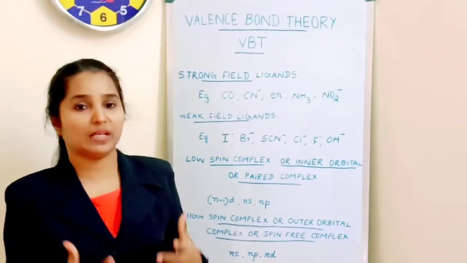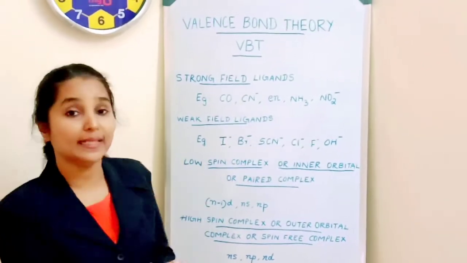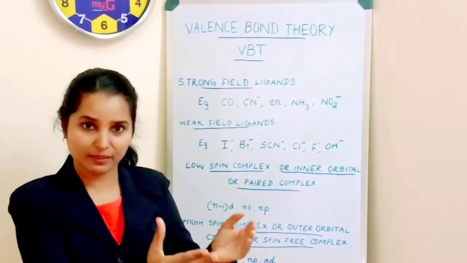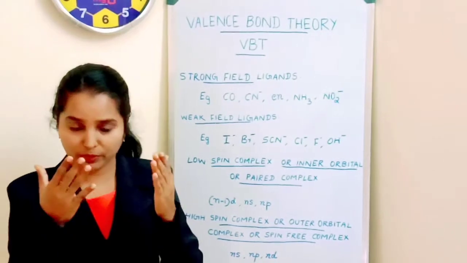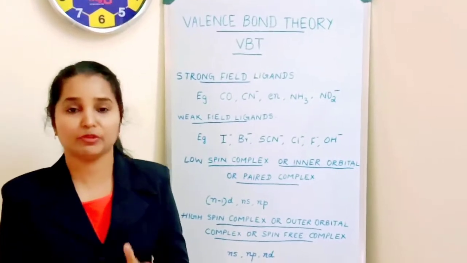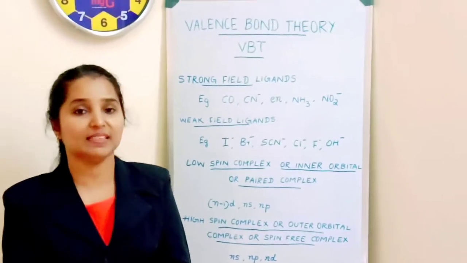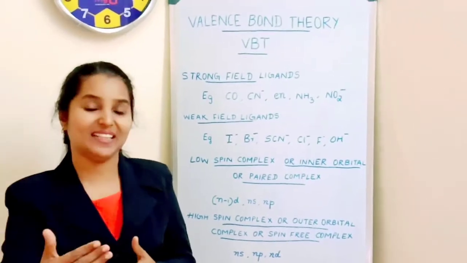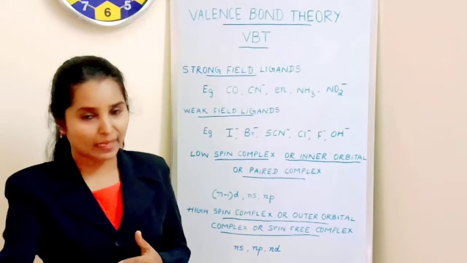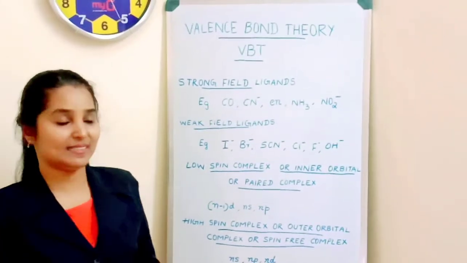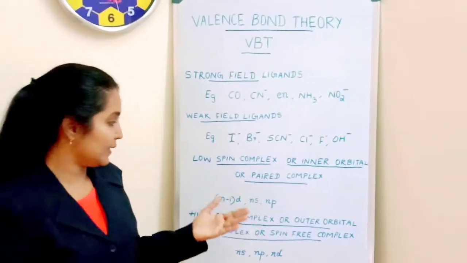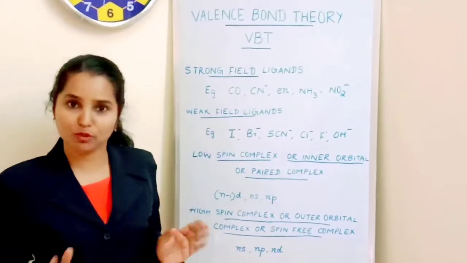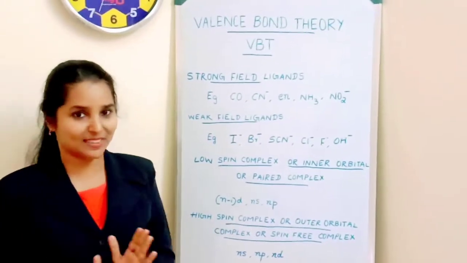Once you know the concepts of valence bond theory, you will be able to predict the geometry of a particular coordination compound. If you are introduced to a coordination compound, you can predict its geometry, its hybridization, and whether it is paramagnetic or diamagnetic. You can also say whether it is a low spin complex or a high spin complex. All these things you can predict by using valence bond theory. So it is going to be very important.